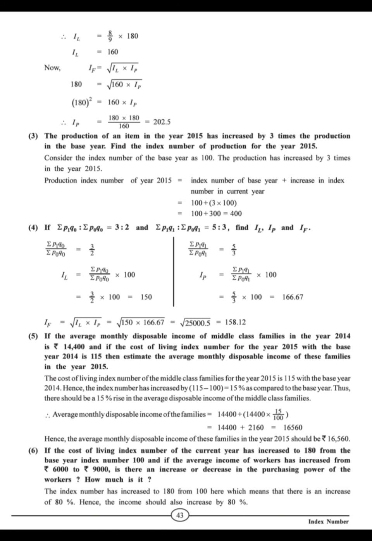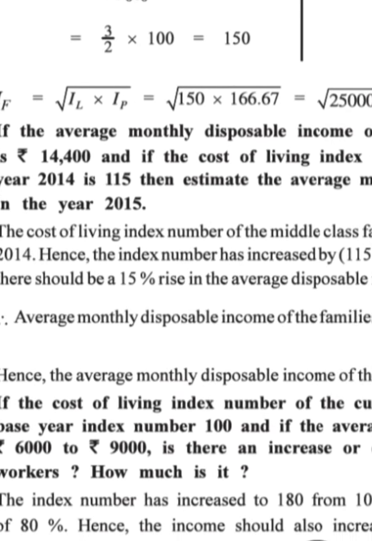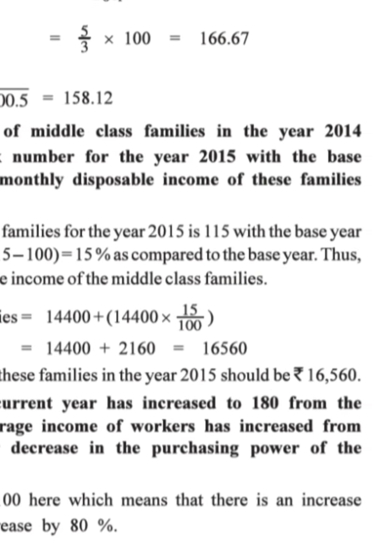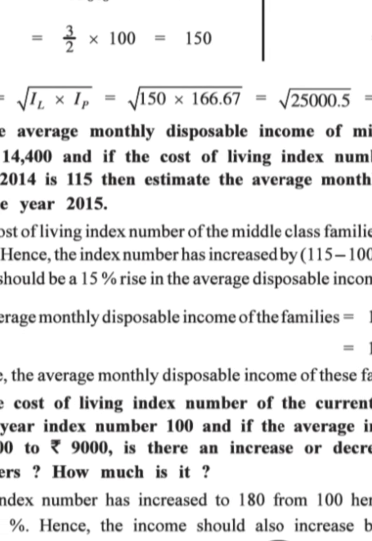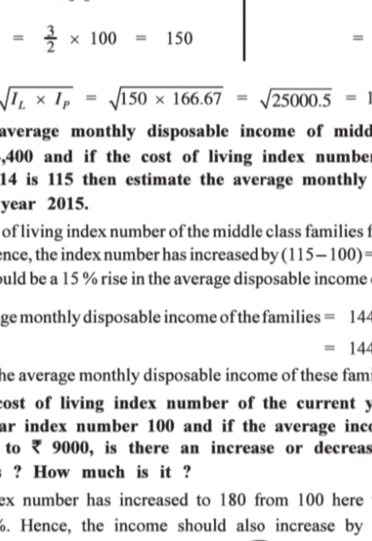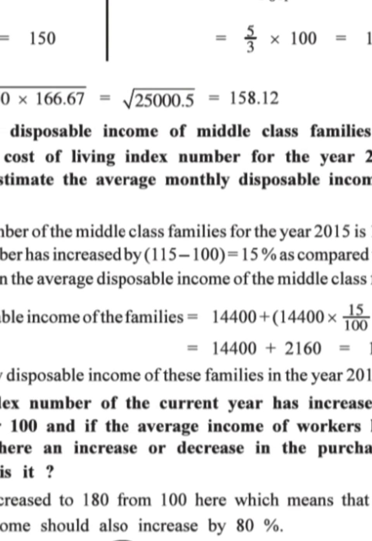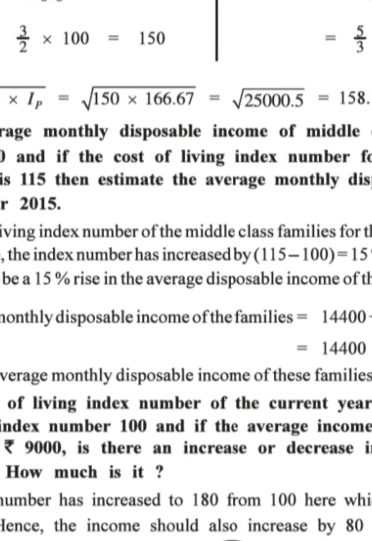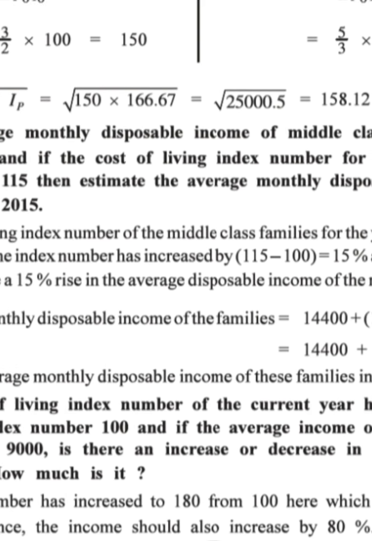That is our fifth. Now we will see our question number 6, right? What is given over here? If the cost of living index number of the current year has increased to 180 from the base year index number 100. So over here the base year index number is 100 and the current year index number is 180, right? So what is the increase? That is 180 minus 100 will give you 80. So there is an 80% increase.